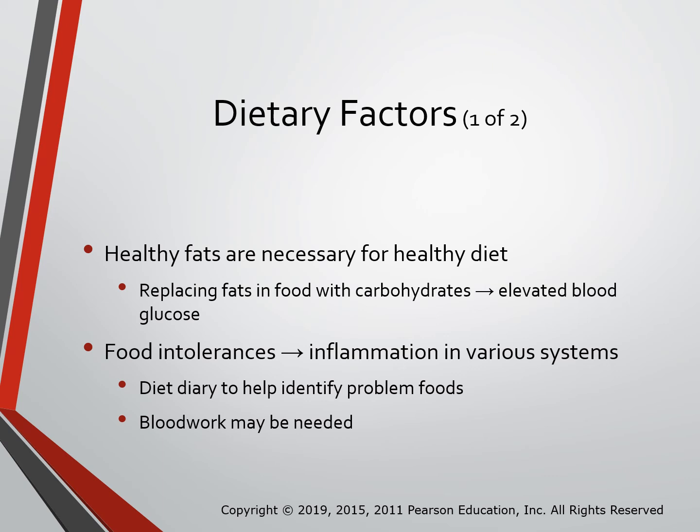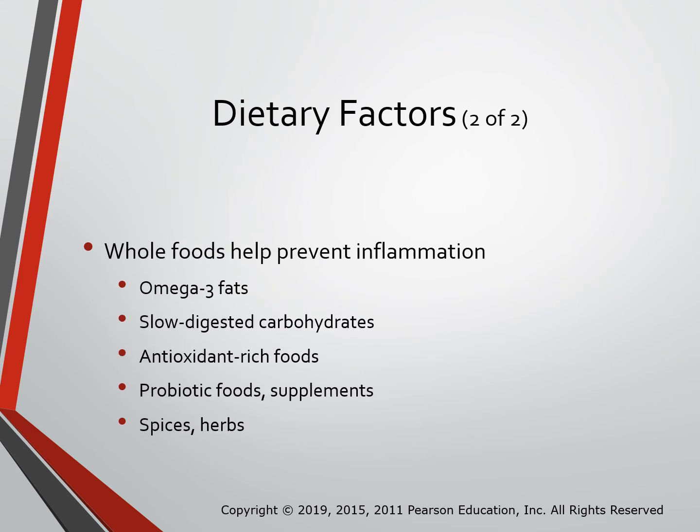Whole food categories such as omega-3 fats, slow digested carbs, antioxidant-rich foods, probiotic foods, and supplements and spices and herbs are highly recommended to prevent inflammation. Some of the specific foods that are recommended for preventing inflammation include nuts, soy, dark green leafy vegetables, tomatoes, garlic, onion, tart cherries, berries, ginger, turmeric, healthy fats, beets, olive oil, and whole grains. So a good list here.